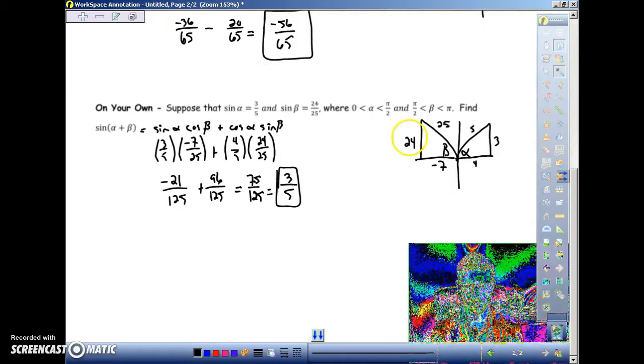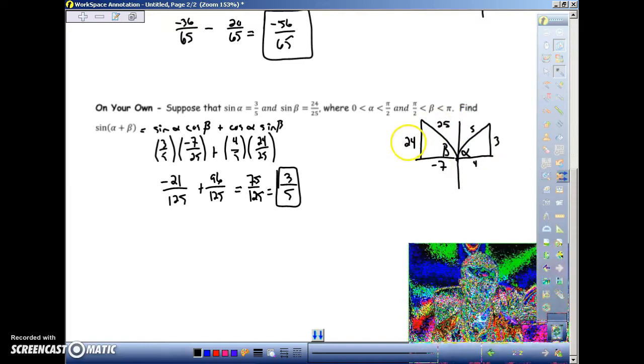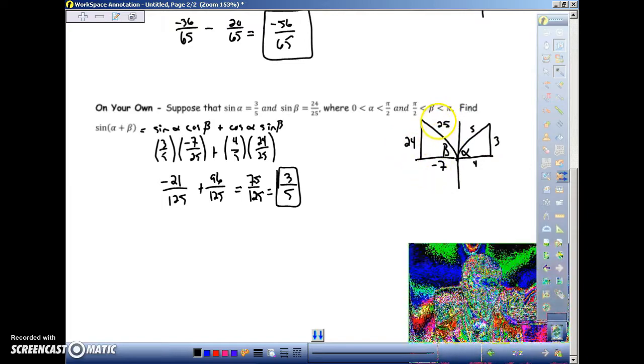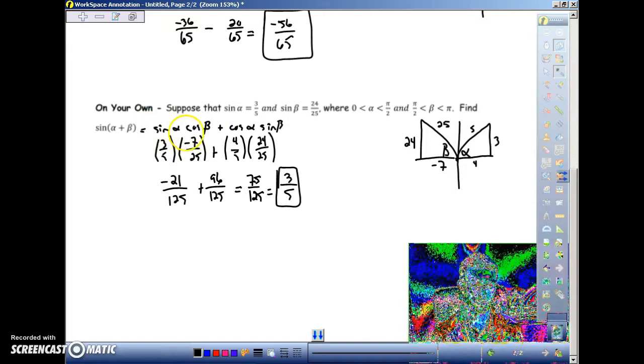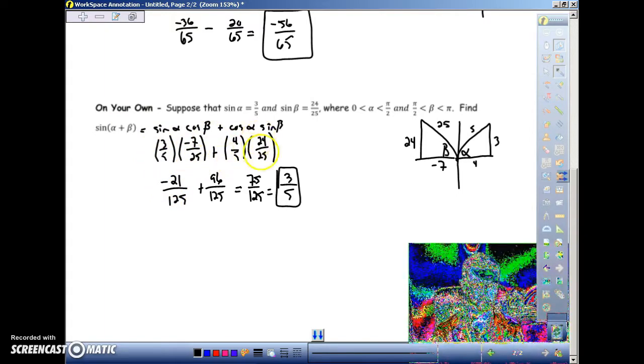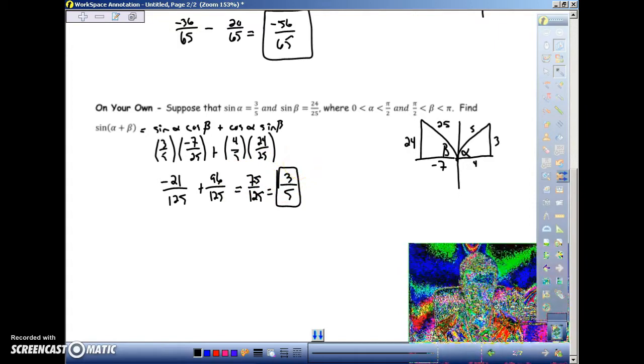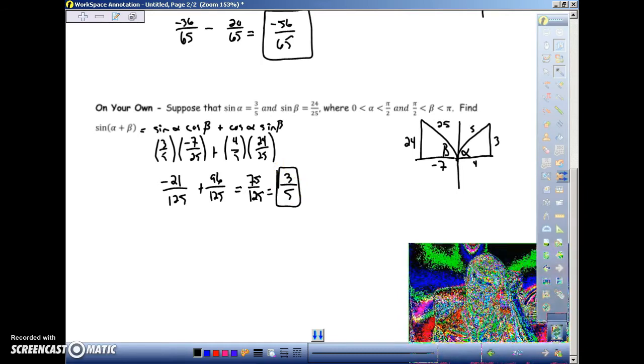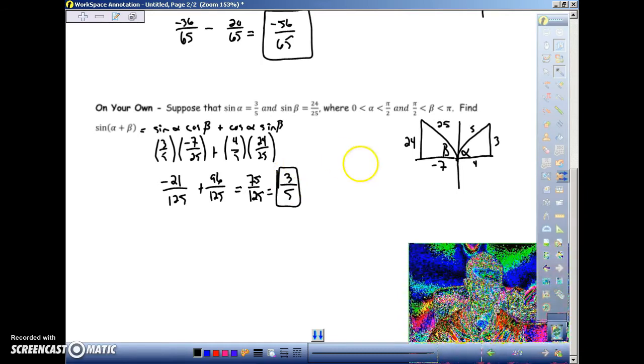When setting this up, you should have gotten another 3, 4, 5 triangle, and then a 24, negative 7, 25 triangle. And then here was your formula for the sum formula for a sine. And you should have had 3/5 times negative 7 over 25 plus 4/5 times 24 over 25 to get a grand total of 75 over 125, which reduces down to 3/5. So hopefully you got that. Hopefully this makes sense. And if you have any questions, bring those to class, and I will see you then.